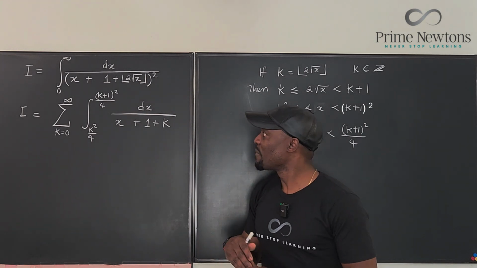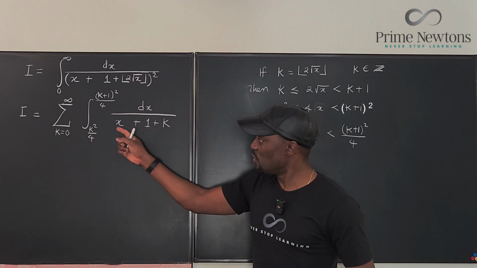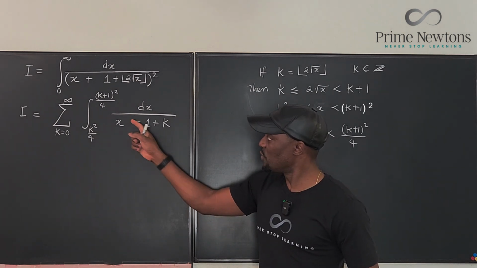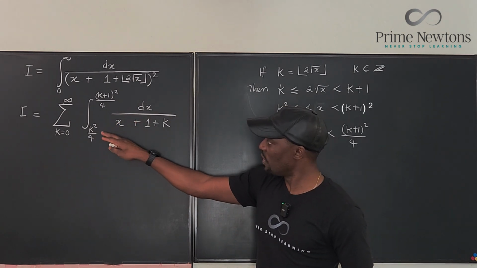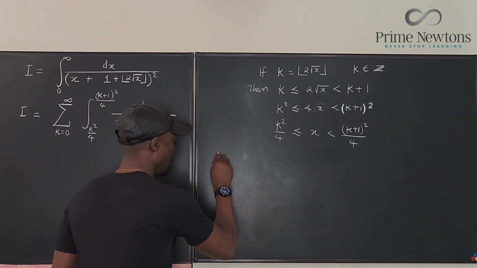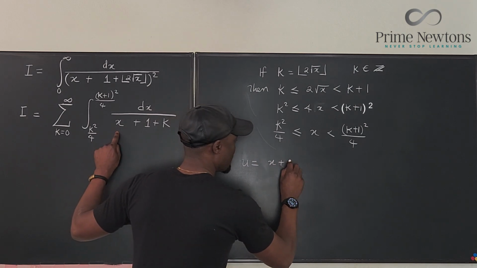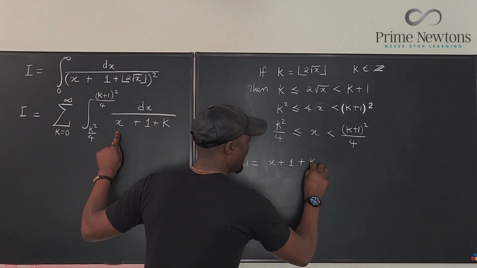Okay, now, to help us integrate well, it is better for us to do a u substitution. And because we're doing a u substitution, we're going to change the boundaries also. I'll do all the work on this side. So we can say that let u be x plus 1 plus k.